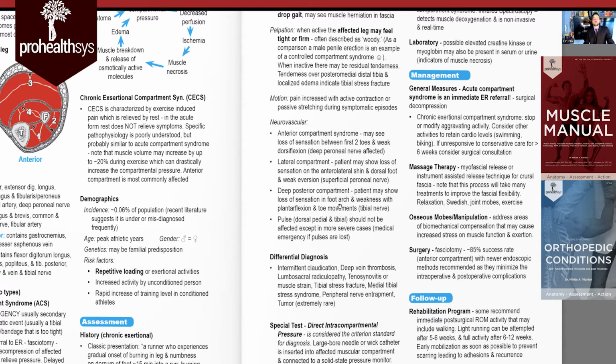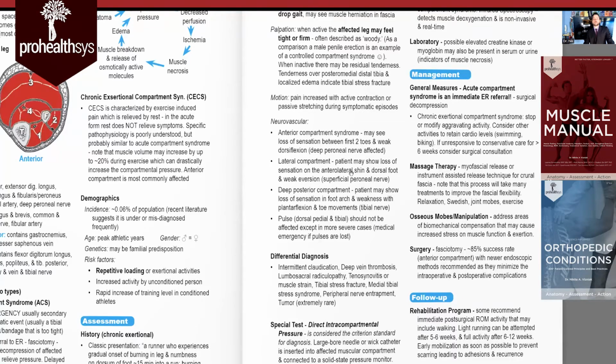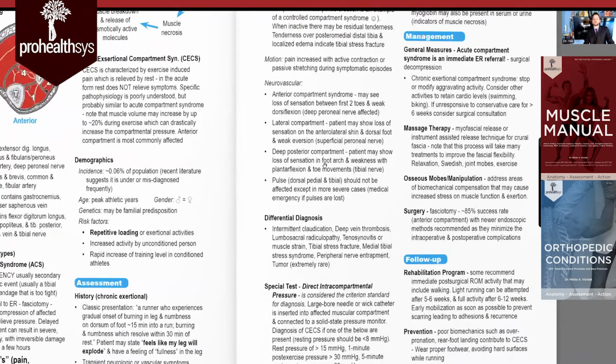If it is the deep posterior compartment, you may show weakness and loss of sensation over the arch of the foot, because that's going to be the sciatic nerve coming down to the medial and lateral plantar nerves. Well, I should say tibial nerve, if you're looking at that branch. And if you have a loss of pulses, you have to give this extreme attention. If the person's coming to see you, they've probably been relaxed for a while and they still have a loss of pulse, this requires more diligent evaluation.